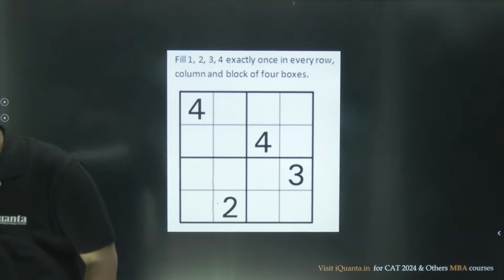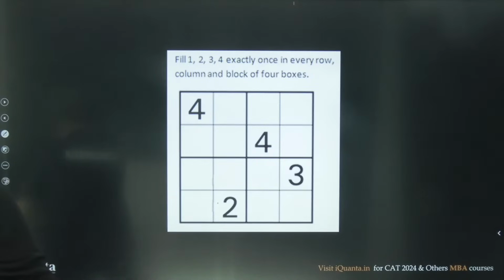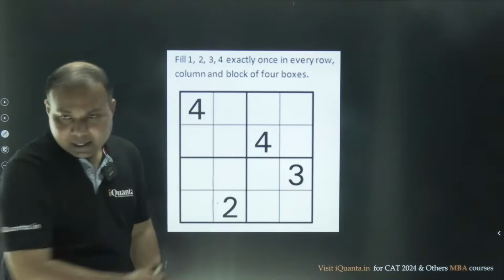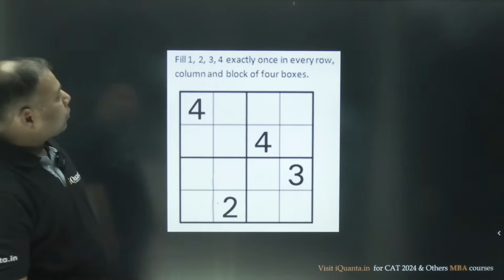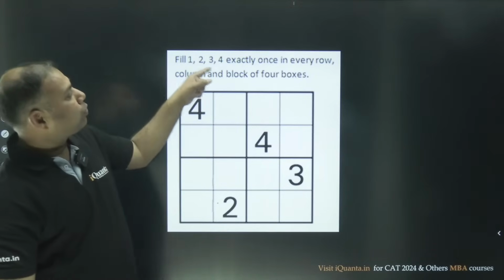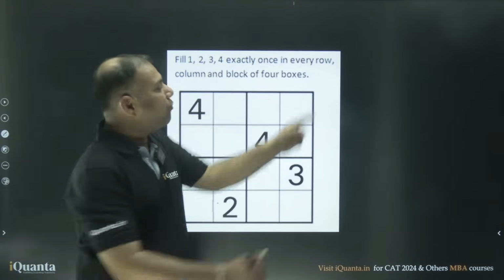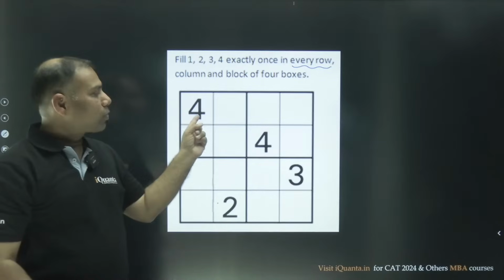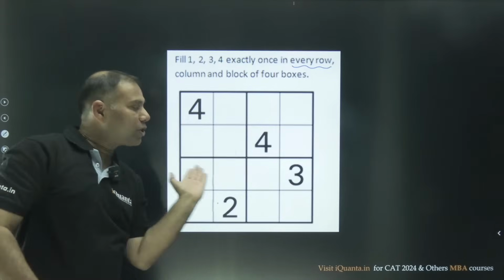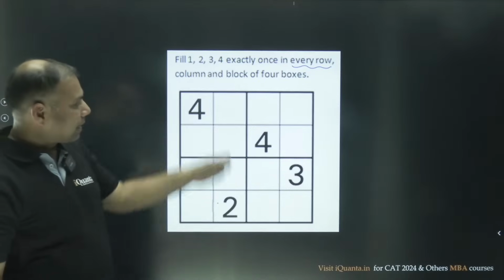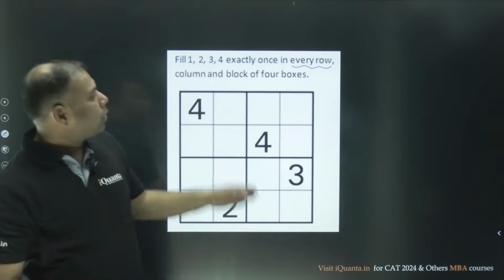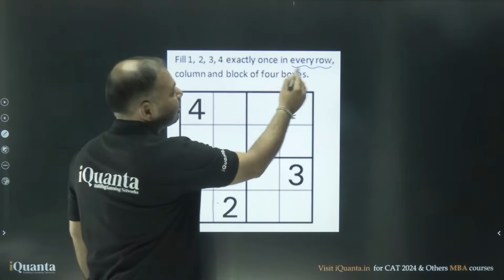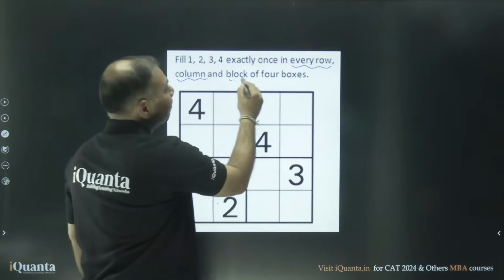For those who have never solved Sudoku, I'm telling you: Sudoku is a number game. It's generally a square grid. So this is a 4x4 Sudoku. What do we do? Fill 1, 2, 3, 4 exactly once in every row. Row means horizontal line. You can see the 4 boxes in every horizontal line, and also 4 boxes in every vertical line. Vertical lines are called columns. So we need to fill 1, 2, 3, 4 exactly once in every row, column, and block of 4 boxes.